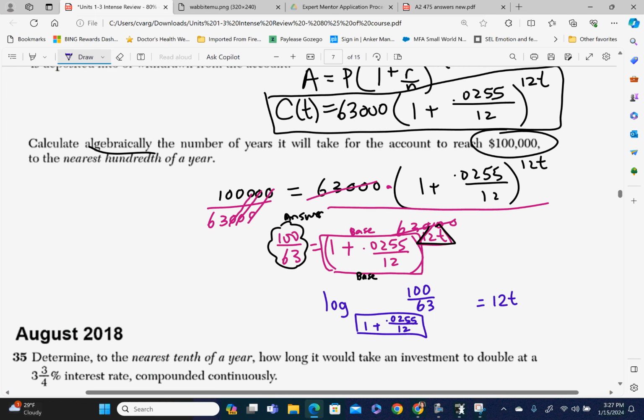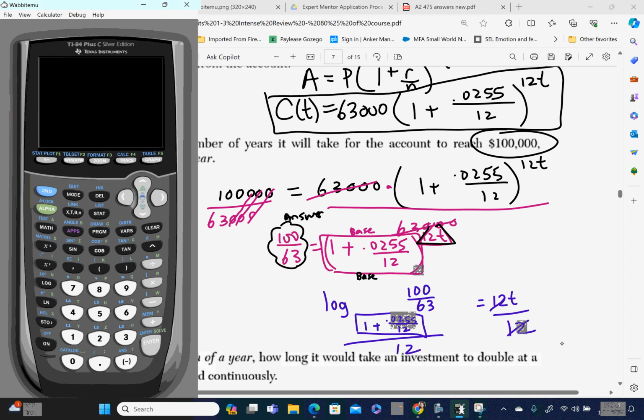Okay. So now if I have this, how do I get the t by itself? Divide both sides by 12. Divide by 12. The 12s cancel. Okay, so now this is just something that I can plug into my calculator.